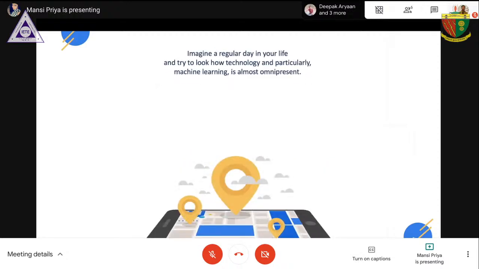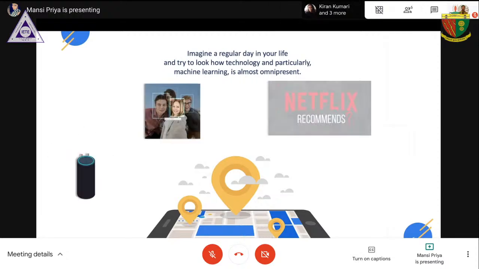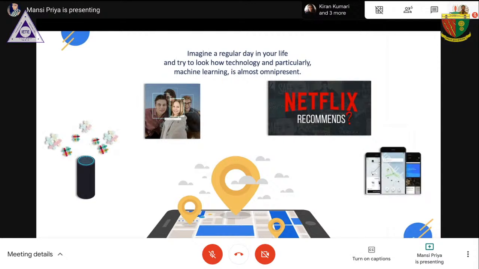Imagine a regular day in your life and look at how technology, and particularly machine learning, is present almost everywhere. You would be using voice control devices like Alexa, Siri, or Google Assistant. How do you think the device is able to recognize your voice and reply to you accordingly? For whatever instructions you give, that device is able to follow them. So, how does it do that? Well, actually, that is machine learning.